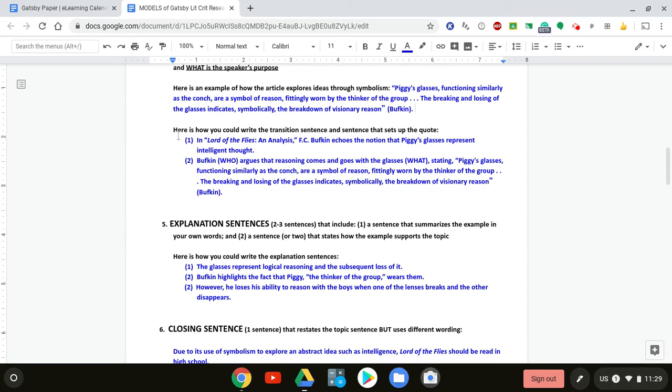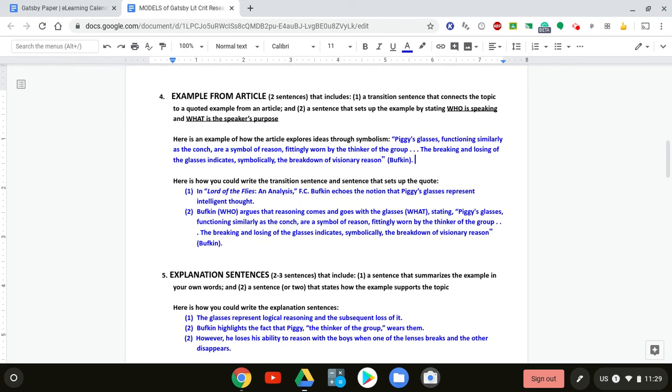Here is how you could write the transition sentence and sentence that sets up the quote. So again, they're labeled as 1 and 2, which relate to the 1 and 2 up here in the directions. All right, so the connection of the topic to the quote example in Lord of the Flies, an analysis, F.C. Bufkin echoes the notion that Piggy's glasses represent intelligent thought.